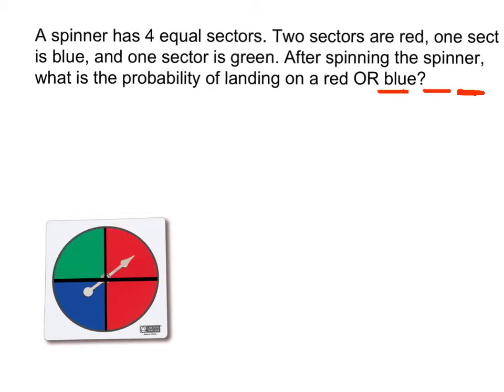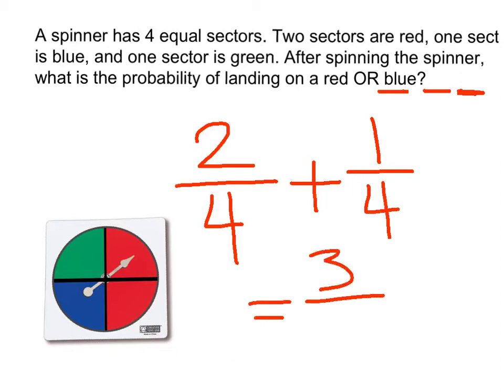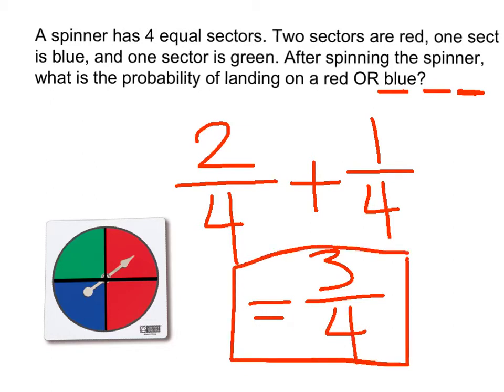What's the probability that we will land on a red? Right. We have 2 red spaces, so there's 2 possibilities of landing on a red out of 4 total sectors. Alright, what's the probability of landing on a blue? Right, there is 1 blue sector out of 4 total sectors. And we add these together, we get 3 over 4. Can 3 over 4 be reduced? No, so that means that is our final answer.